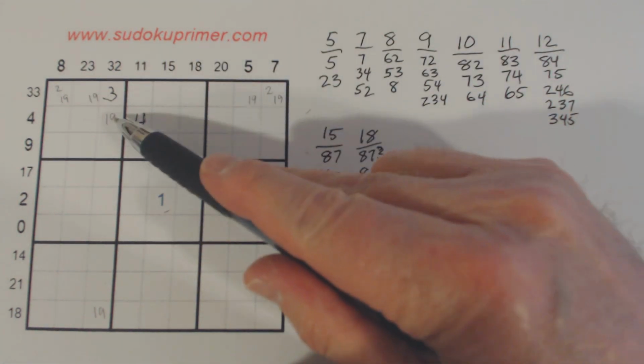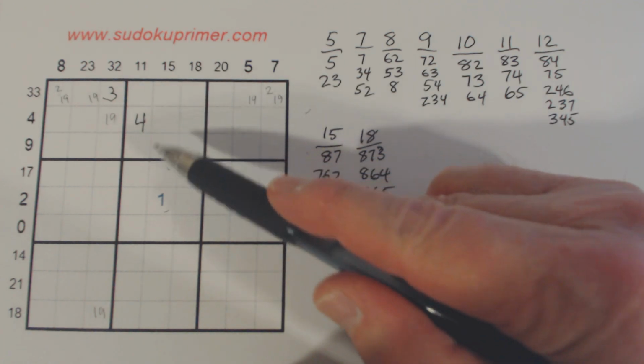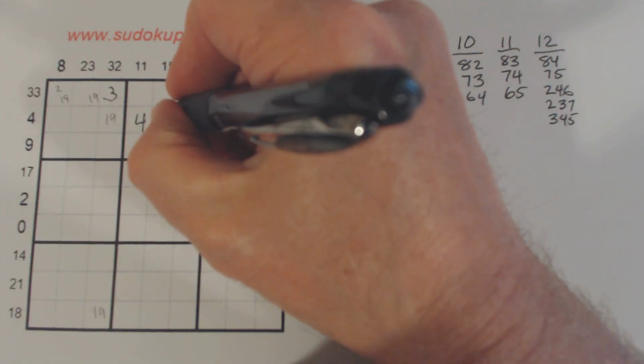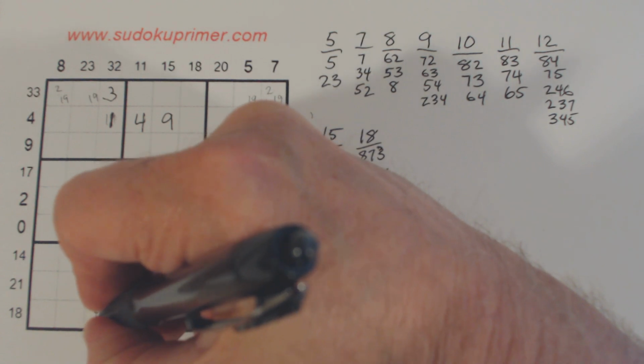So now we know that this is a 1 or 9, and this is a 1 or 9, and we've got a 1 here. So we can put in a 9 there and a 1 there. We can put a 9 there.